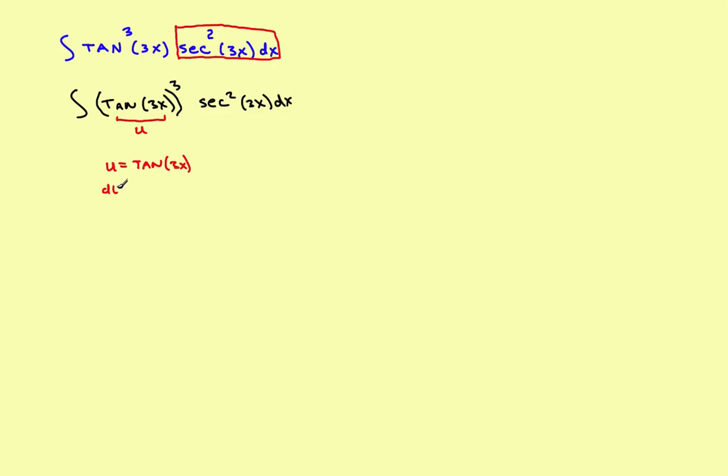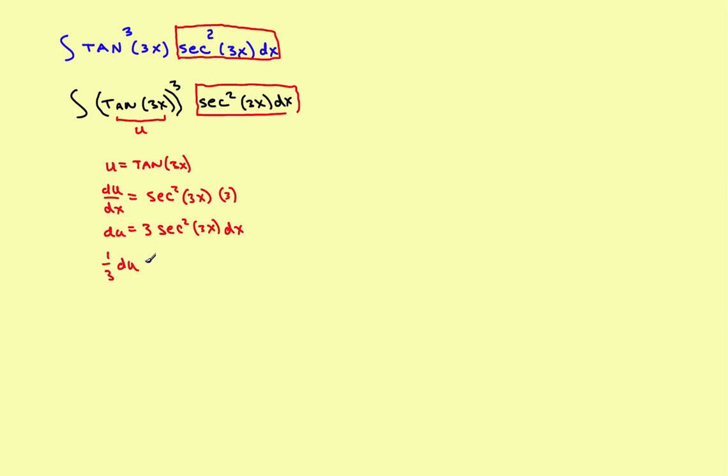Then find the derivative. So the derivative of u with respect to x, the derivative of the tangent is the secant squared of 3x. And then don't forget the derivative of the inside part times 3. So now let's rewrite that. du would be equal to, take the 3 and move it out in front. So 3 times the secant squared of 3x dx. And again, you're trying to get rid of this secant squared dx. Well, you don't need a 3, so move the 3 over to this side. So 1/3 du would be equal to secant squared of 3x dx.